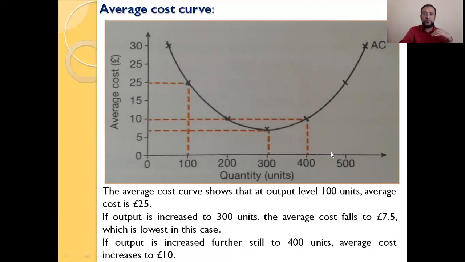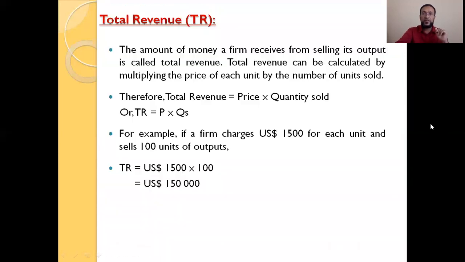All right. So for this reason the average cost curve is U-shaped. That means at first average cost falls as output increases, but after a certain limit, as output increases, average cost also increases. That is why the average cost curve is U-shaped.